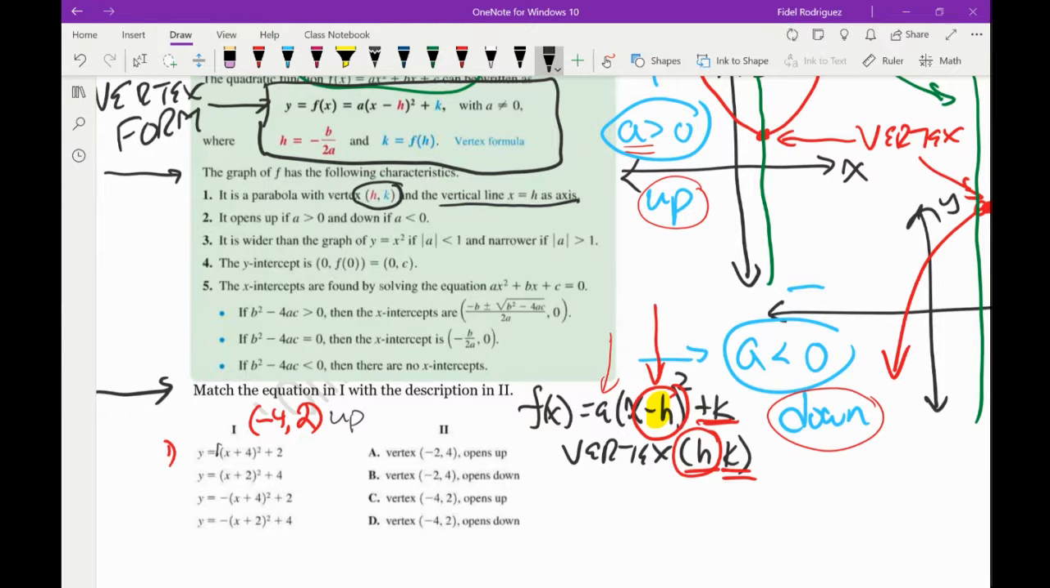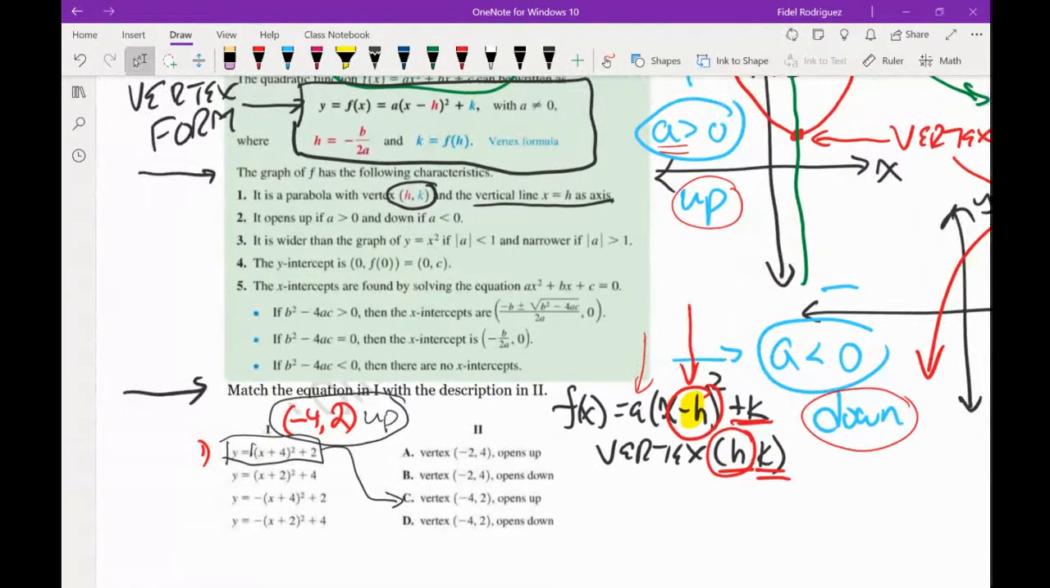So then what I'm going to do now is I'm going to say, okay, this equation right here has a vertex of negative 4 and 2, and the graph opens up. That would be matched with C, because that one has a vertex of negative 4 and 2, and the graph's going to open up. Okay.